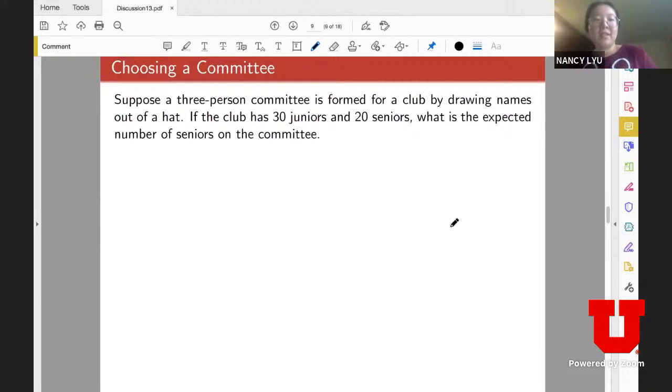Next one is we want to choose a committee. Suppose a 3-person committee is formed for a club by drawing names out of a hat. If the club has 30 juniors and 20 seniors, what is the expected number of seniors on the committee? It's another question asking about the expected number. It asks about the expected number of seniors, and we want to form a 3-person committee.